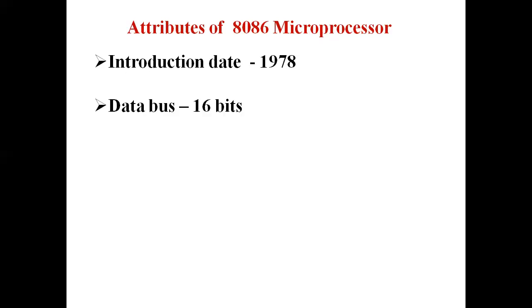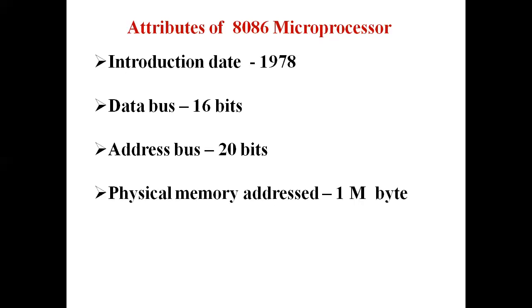The second is that it supports a data bus of 16 bits. We have already seen the data bus in the previous video. Next is address bits, which are 20 bits. So it supports 20 address lines. Using this data bus and address bus, the physical memory address space will be 1 MB of memory locations.